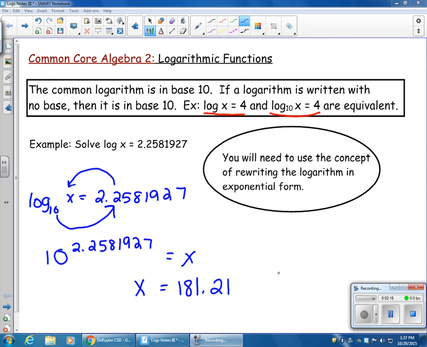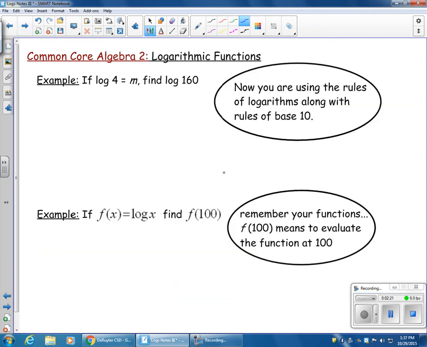Okay, next page. This next example is similar to what we did the other day where we're making a substitution. You would need more specific directions or a multiple choice here. But the bottom line is we have log 4 equals m. We're finding log 160, and of course we're using it with m, which it doesn't say. So we need to relate these. We have 4, we need 160.